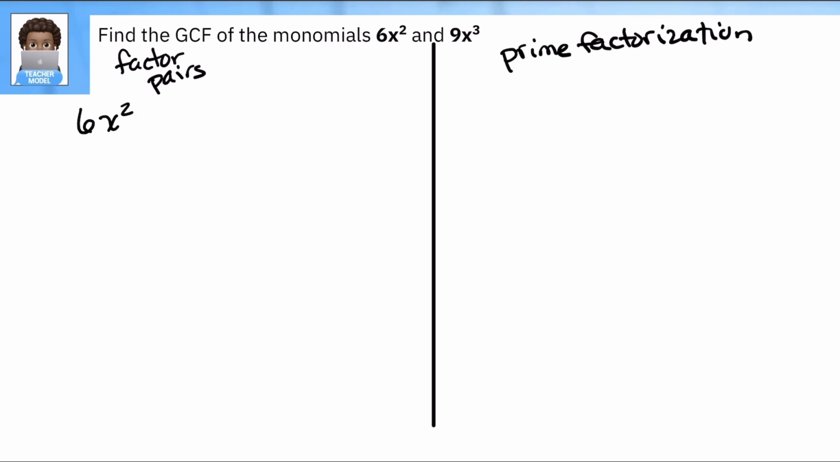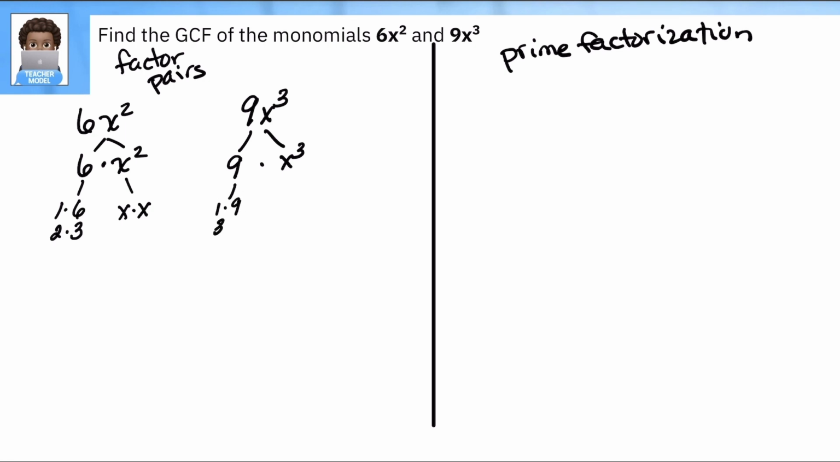I'm going to take the monomial 6x squared and split it into 6 times x squared. And for 6, I'm going to just list some factor pairs: 1 times 6 and 2 times 3. And x squared is just x times x. I'm going to do the same thing to 9x to the third power, and list the factor pairs for 9: 1 times 9 and 3 times 3. And for x cubed, x times x times x.